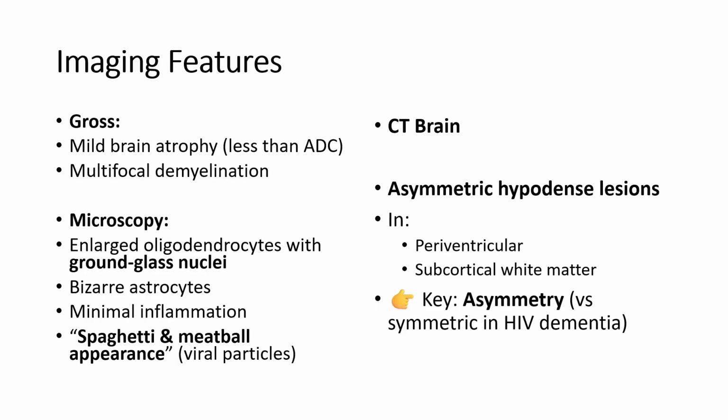Imaging features, grossly, there may be mild brain atrophy, less than in ADC, and multifocal demyelination. Microscopically, there are enlarged oligodendrocytes with ground glass nuclei, bizarre astrocytes, there is minimal inflammation, and there is a spaghetti and meatball appearance due to viral particles. CT scan shows asymmetrical hypodense lesions in the periventricular and subcortical white matter. Asymmetry is the key, because symmetry is seen in HIV dementia.